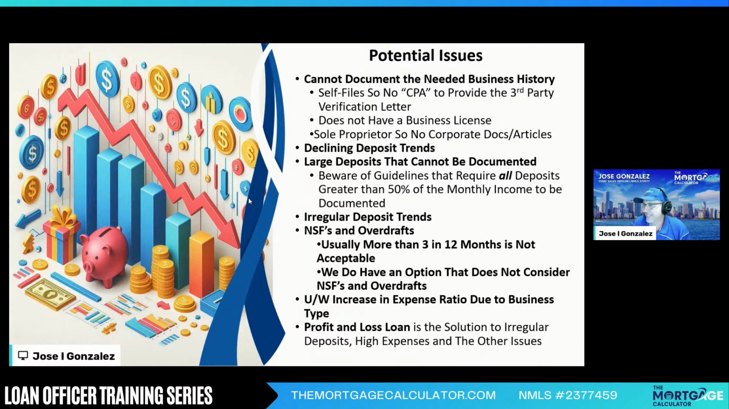NSFs and overdrafts, excessive NSFs and overdrafts could be another issue. Usually more than 3 in 12 months is not acceptable. However, please note, at the Mortgage Calculator, we like solutions, so we do have an option that, with good explanations, will not really disqualify the loan because of NSFs or overdrafts, but they got to have been covered also. Sometimes they're just covered by a service or whatever. Just find out the reasons and know that if you do have a file with more than 3 in 12 months, we do have options that may still be able to do the loan if it's not too egregious NSFs or overdrafts.